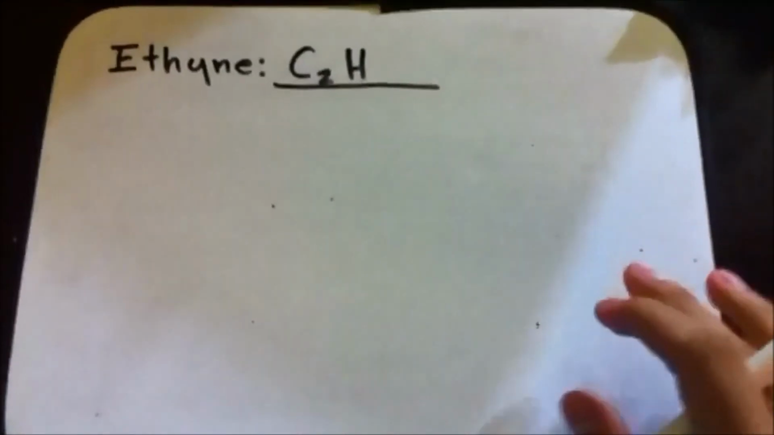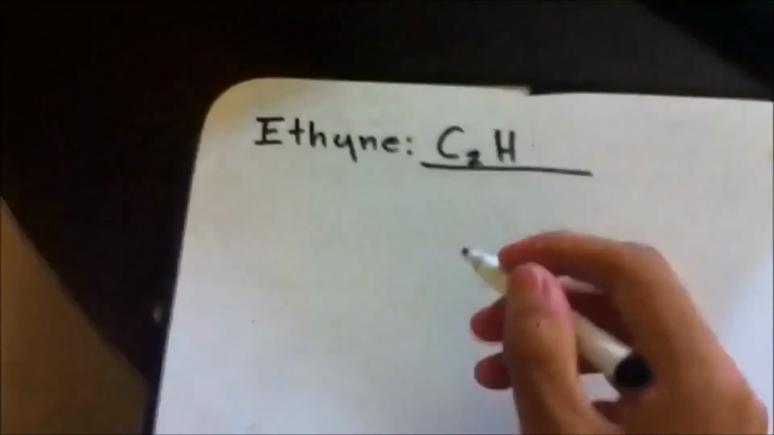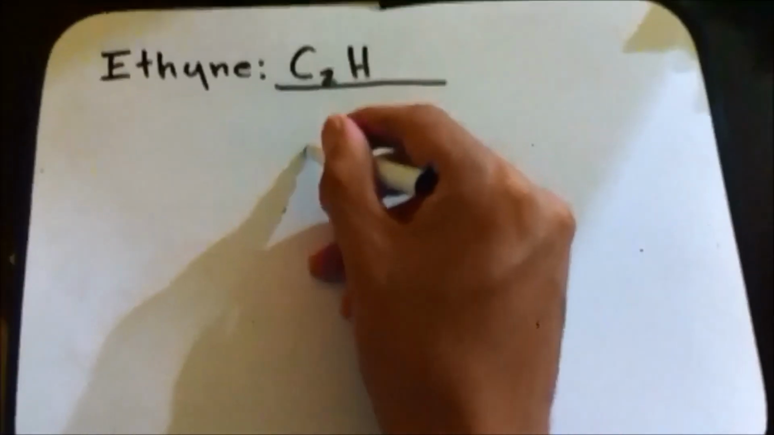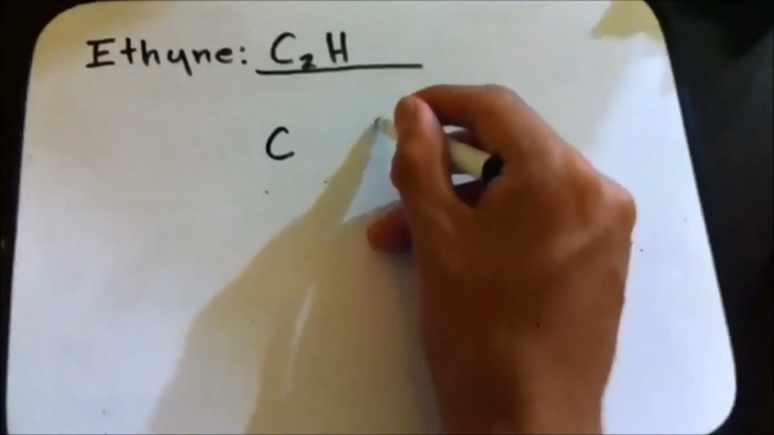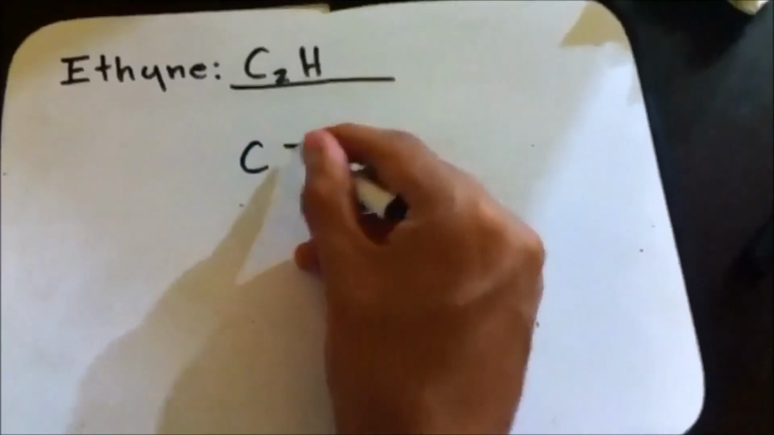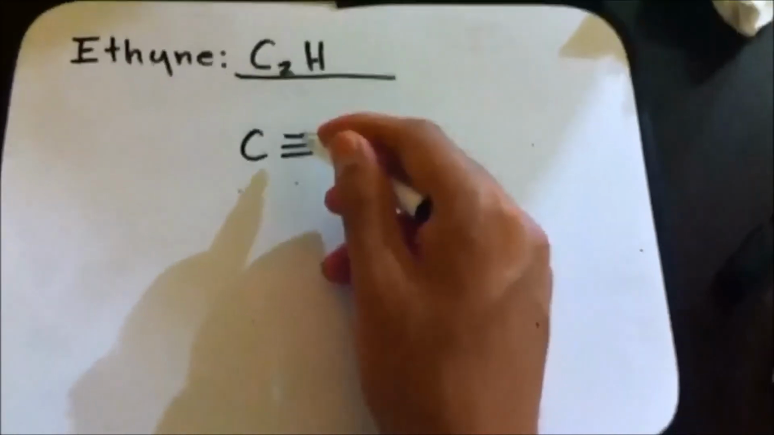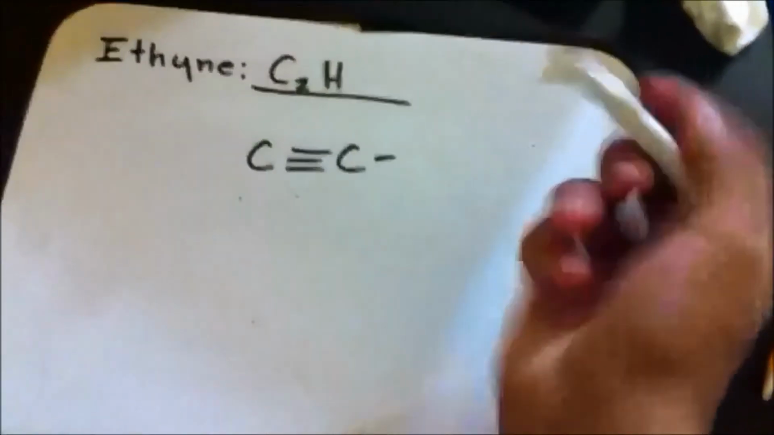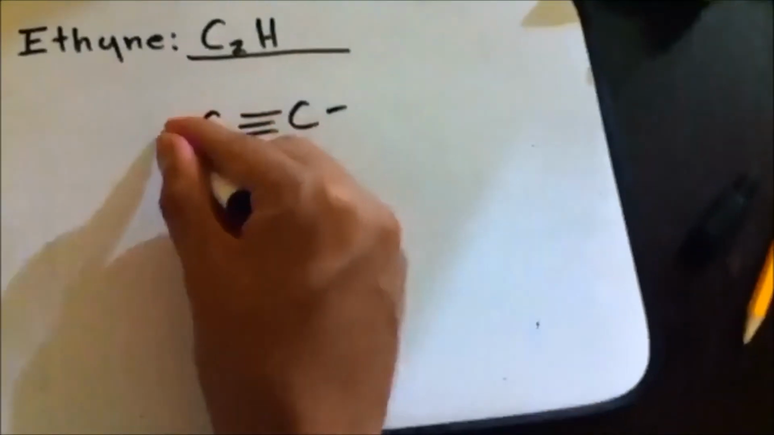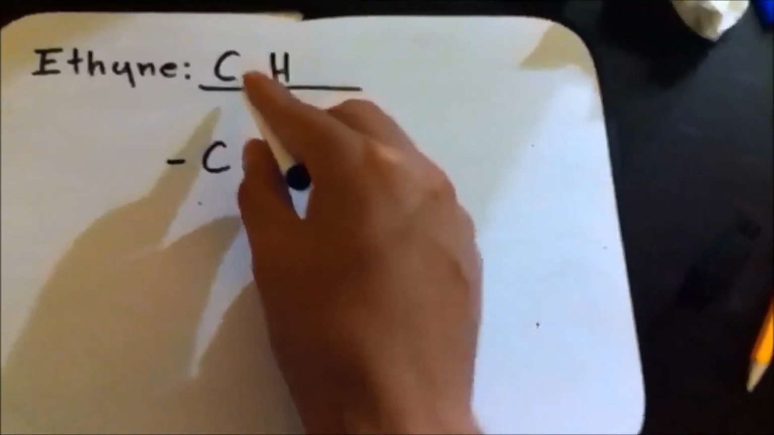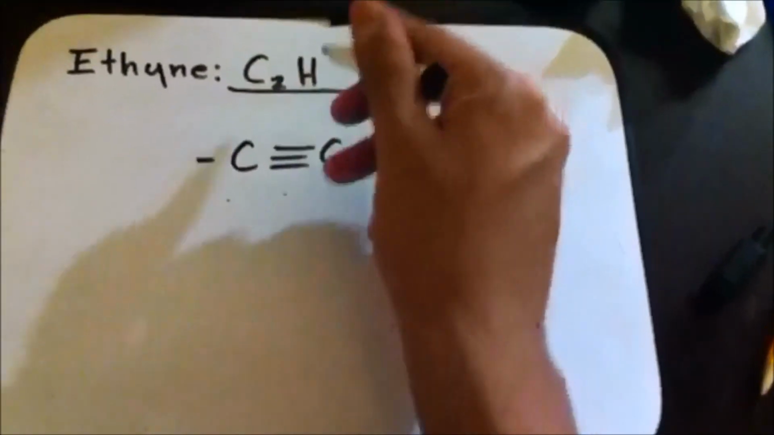In this example we have ethyne. We are going to draw the 2 carbons, 1, 2, the triple bond, and because this one has 3 on this side it is going to have 1, and the same for the other one, and double the 2 and subtract 2, C2H2.